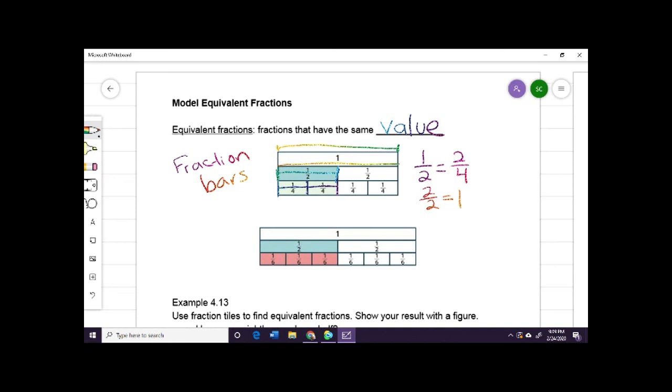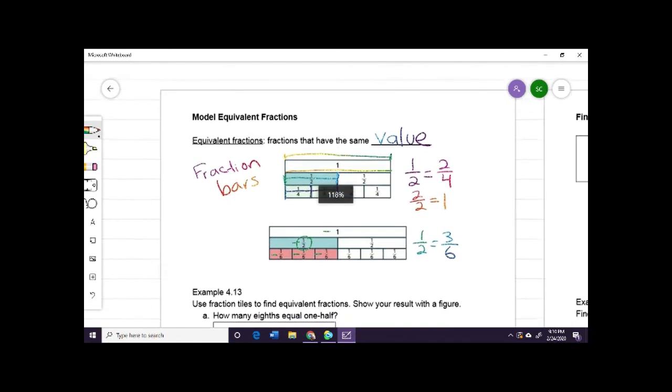So let's look at this next example. We have 1, and then we have that divided into halves, and then each of the halves is divided into a third, but the total bar is divided into sixths. So how many sixths are equivalent to 1/2? 1, 2, 3. Therefore, 1/2 is equal to 3/6. 1/2 and 3/6 are equivalent fractions.